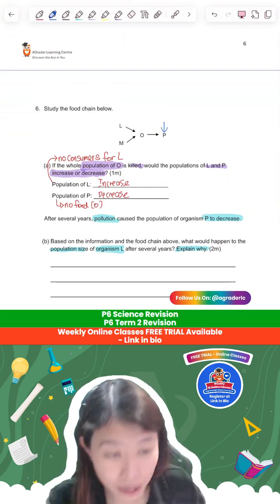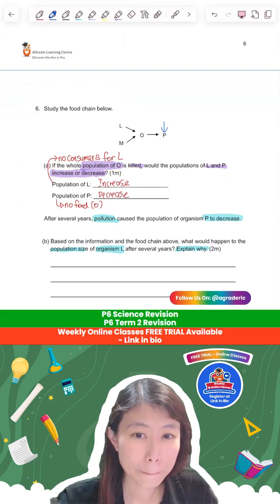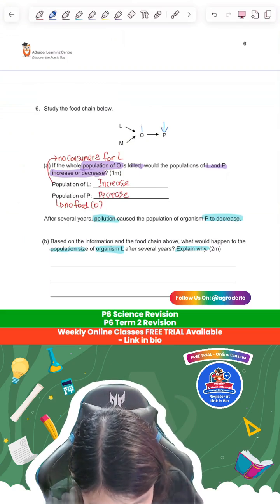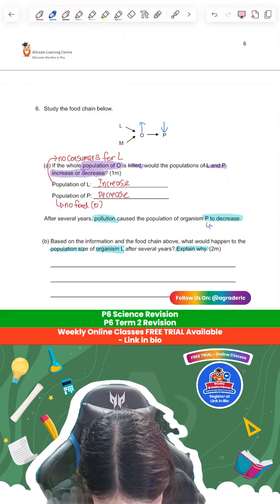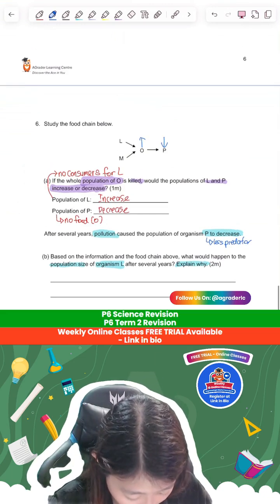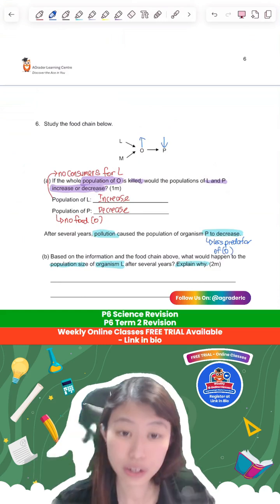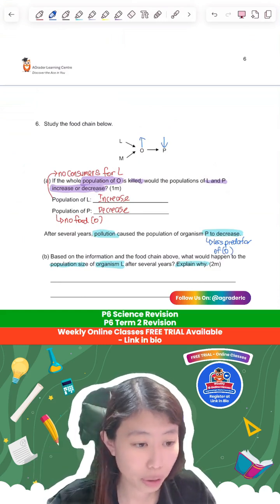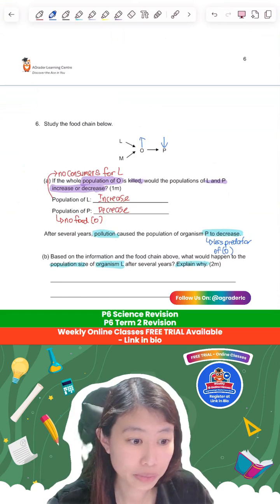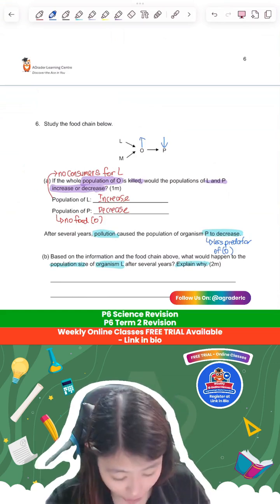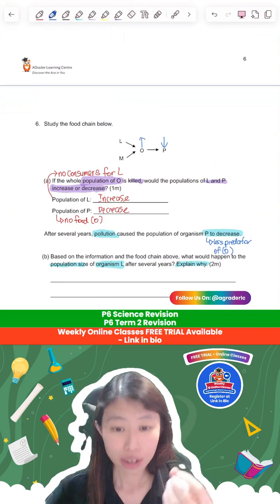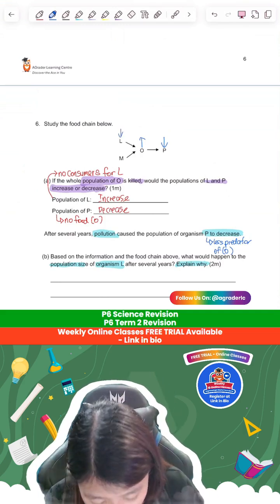So when P decreases, what happens? O would increase, very good, Iris. Why? Because there is less predator of O. Very good. So when O increases, what will happen next? What will happen to L? Kitty, very good. So when O increases, there would be more consumers, right? So this will lead to a decrease in L.